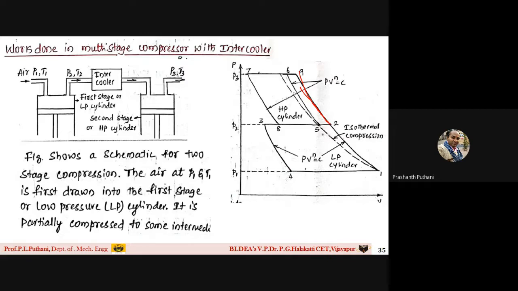So when we have provided the intercooler, what happens here? The temperature is reduced with no change in pressure. That is the reason P2 and P5 I have shown at the same pressure. Once it reaches position number 5, again the compression begins for the second cylinder, that is the next stage, and the air is delivered at a higher pressure. This is the nature of the graph for the multi-stage compressor with intercooler.